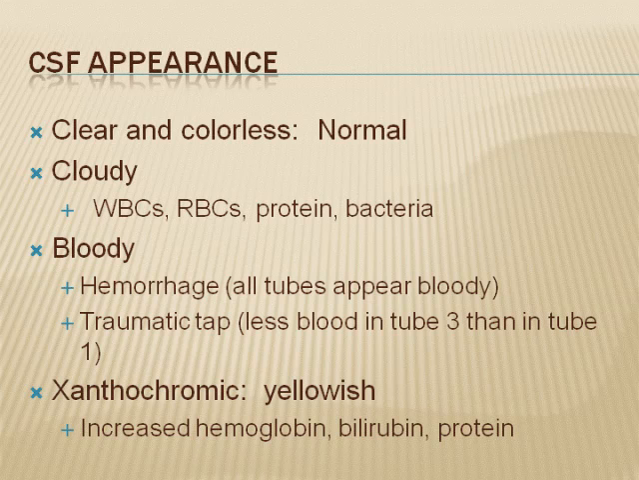Another descriptor that we use often for spinal fluid is xanthochromic. This is a yellowish color. This is due to either increased hemoglobin, bilirubin, or protein. Spinal fluid samples will also turn yellowish or xanthochromic if they sit for long periods of time, not analyzed immediately.